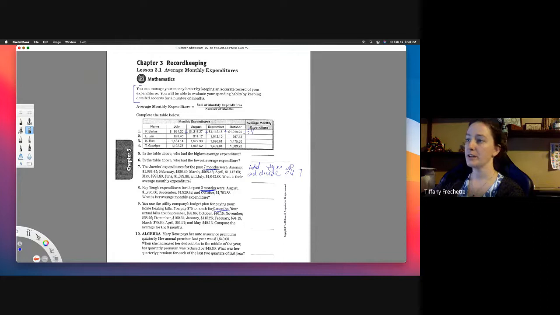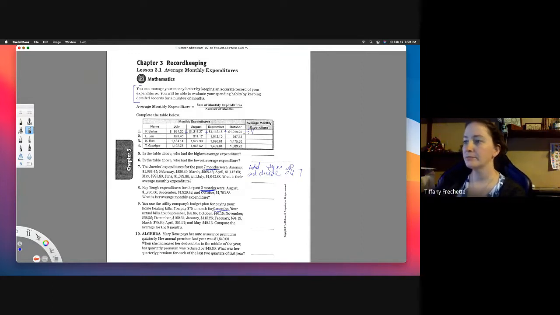So you use the utility company's budget plan for paying your home heating bills. You pay $75 a month for 9 months. Your actual bills are, so this is extra information. You pay this $75, but it's kind of extra information. It's included already in these ones. So your actual bills are for September, October, November. You're going to add them together and divide by 9, and that'll give you your average for the 9 months. So just be aware of some extra information there.